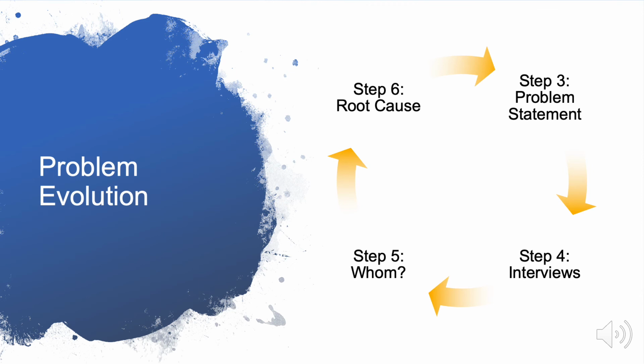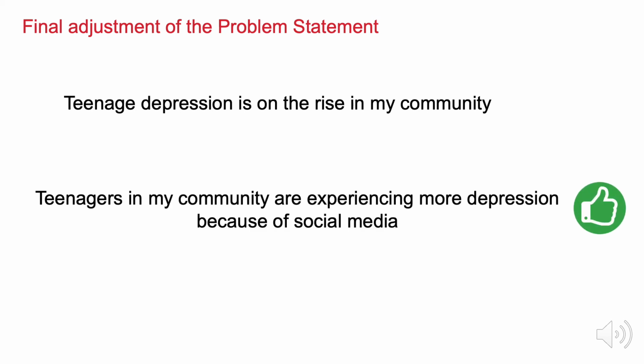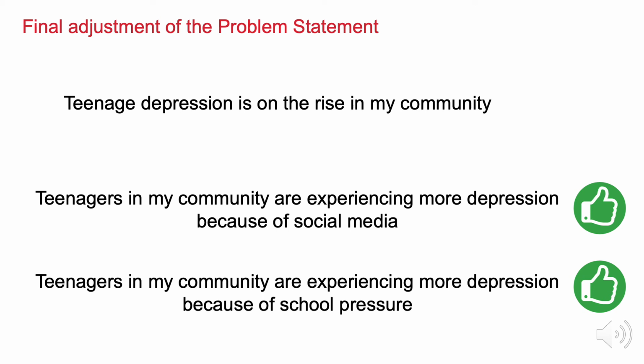So, returning to our wheel, like I said before, the hardest and most important part of this process is problem statement formation. Once you have done all this work, you've done your interviews, you've figured out your root cause, you've figured out who it benefits, you might want to do one final adjustment to your problem statement. For example, you may have started in step 3 with "teenage depression is on the rise in my community," which is a great problem statement. But you might want to add in the root cause. "Teenagers in my community are experiencing more depression because of social media or because of school pressure."